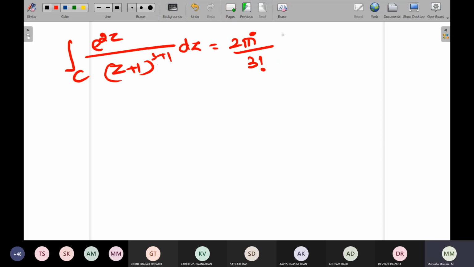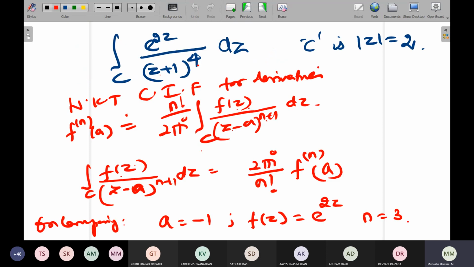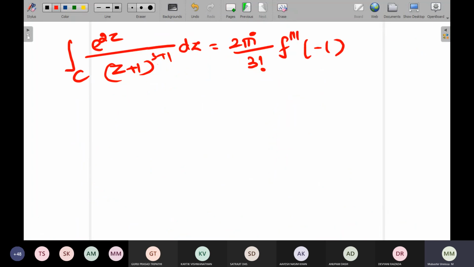Okay. 3 factorial into f power n. F power n is f triple dash, since n is equal to 3, right? So f triple dash. n denotes the number of dashes here. F triple dash of minus 1 is the answer.